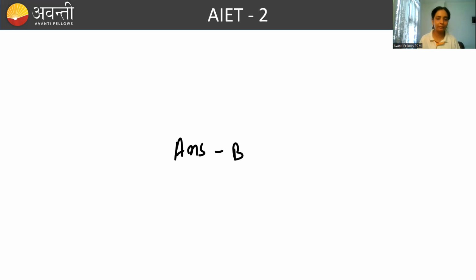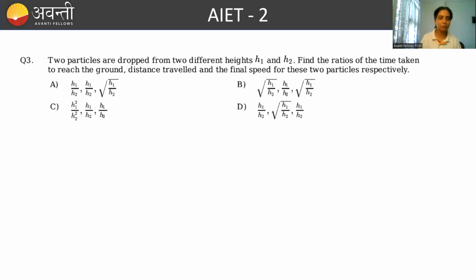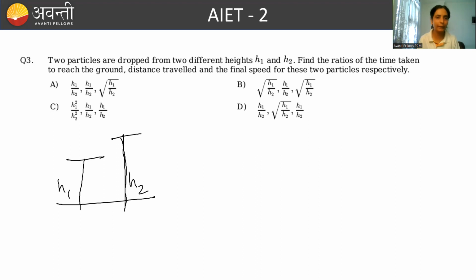I hope the first question is clear. Now let's come to question number 3. First let's go through the question. There are two particles and they are dropped from two different heights. Suppose this height is H2 and this height is H1. From these two heights we are dropping a ball each, down.